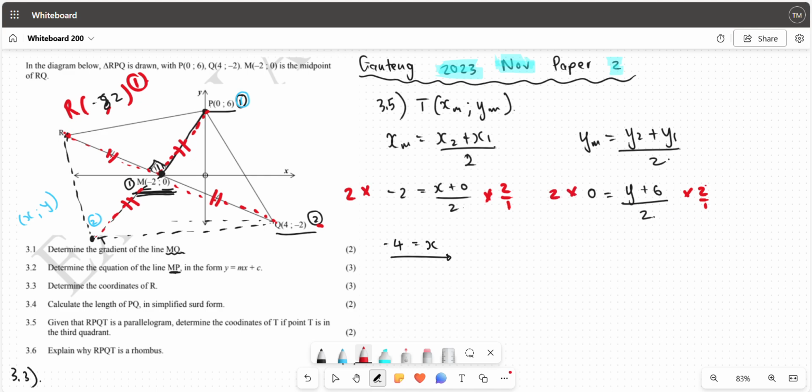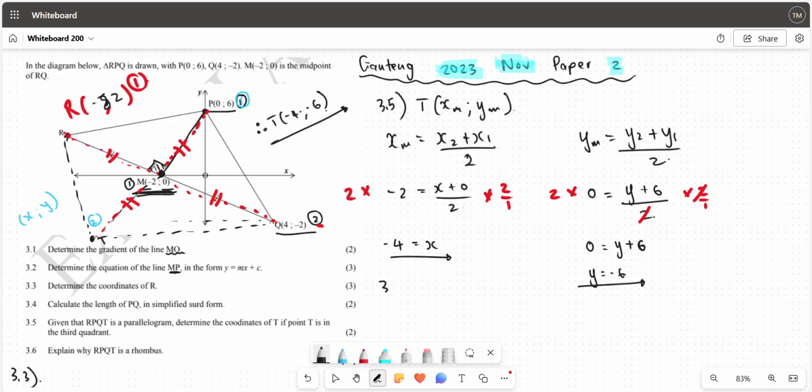Why are we timesing by 2? To get rid of this denominator of 2. So 2 times 0 is just going to be a 0. And so what does it mean for y? Y is equal to negative 6. So therefore, t is actually a negative 4 and a negative 6. And there we go. All right.